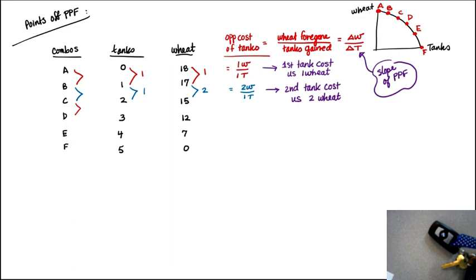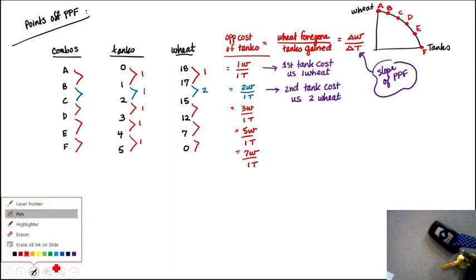So guys, as we go from C to D and we gain that third tank, what is our opportunity cost? Everybody, what is it? 3 wheat to get 1 tank. And what about if we go from D to E? We gain 1 more tank. What does it cost us? 5 wheat. Good. And finally, when we go from 4 to 5 tanks, we gain a tank. What does it cost us? 7. Good. All right. So some things that we can observe here.